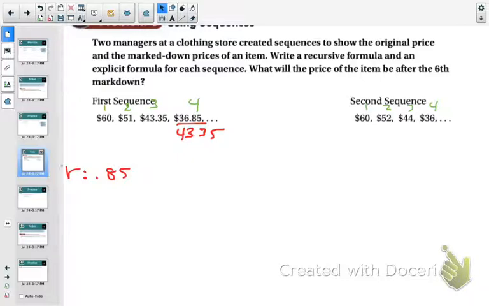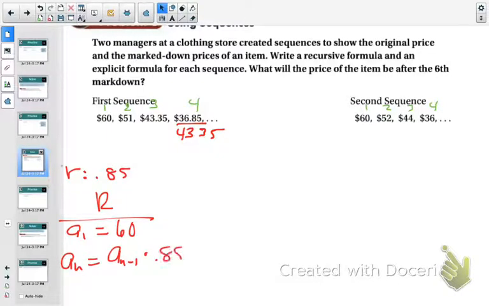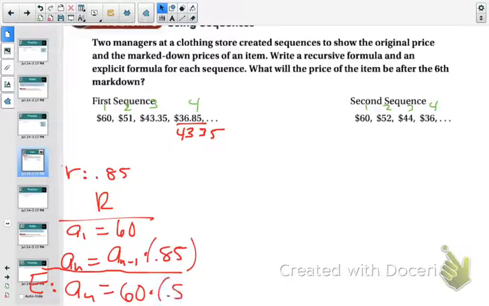So we can write the recursive formula by saying our first term is 60, and for the pattern, we multiply the previous term, A n minus 1, times 0.85. That's our common ratio. Basically that's saying they're marking it down 15% each week, because they're only paying 85% instead of 100%. Okay, so for explicit, we're going to say an equals our first term of 60 times our ratio 0.85 to the n minus 1.